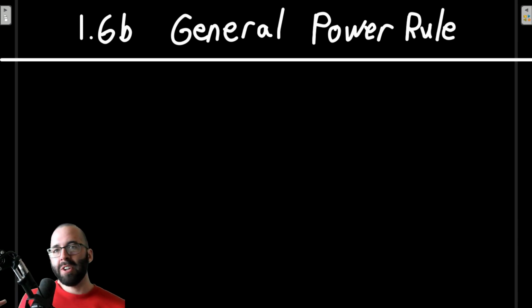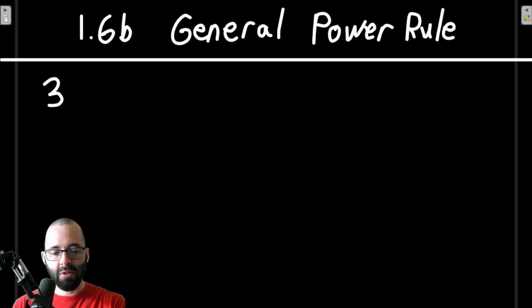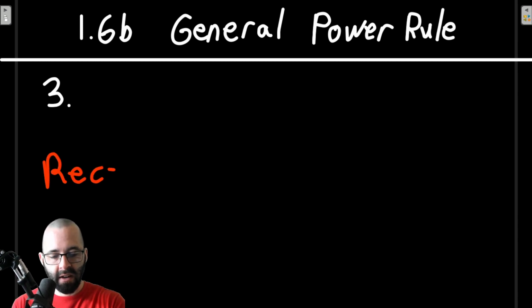All right, I hope that first video was relatively straightforward because this one can cause some trouble. But don't worry, we'll be doing some example problems. So this is the third property. It's called the general power rule. And it's very similar to the power rule. Maybe I'll write it down here.